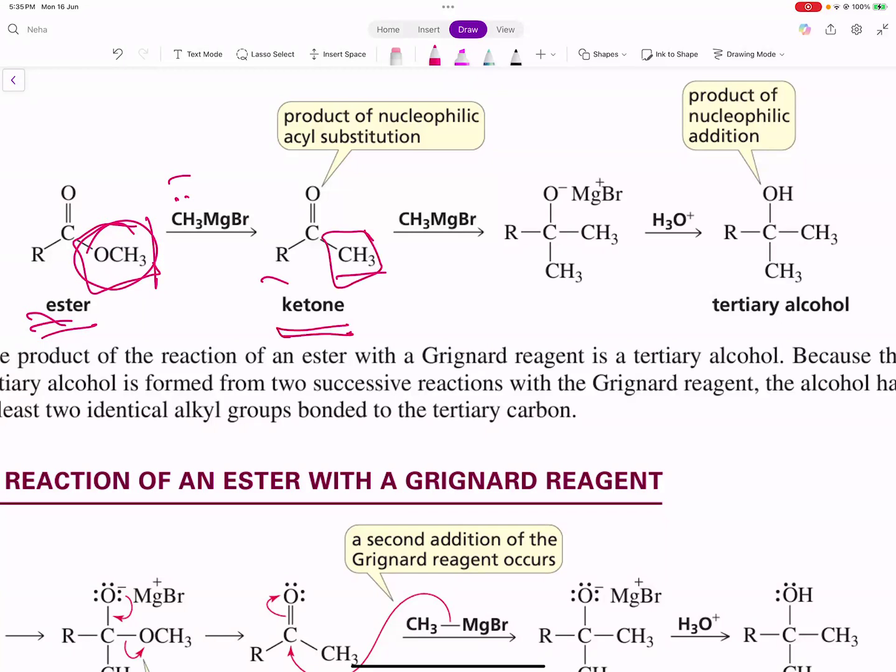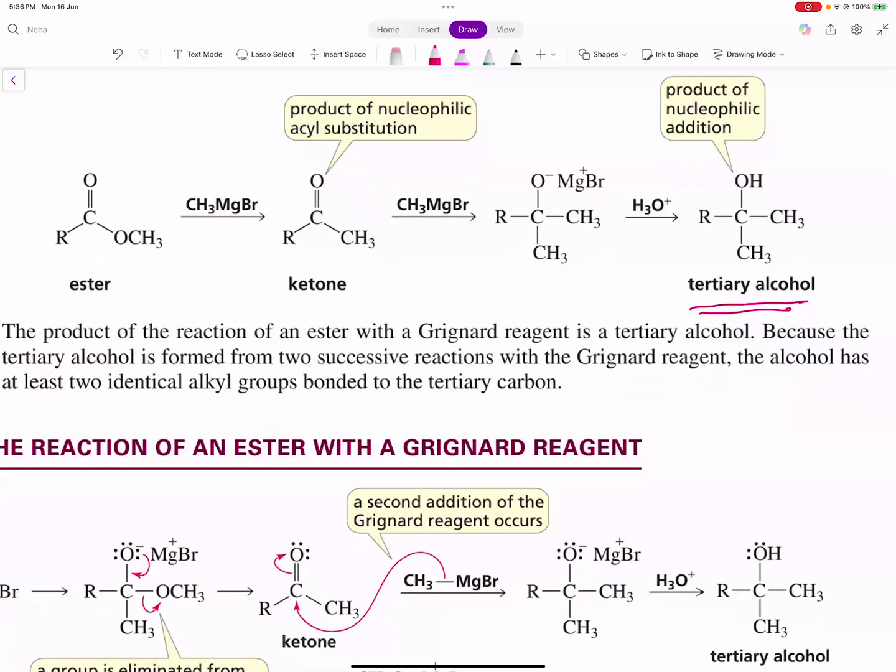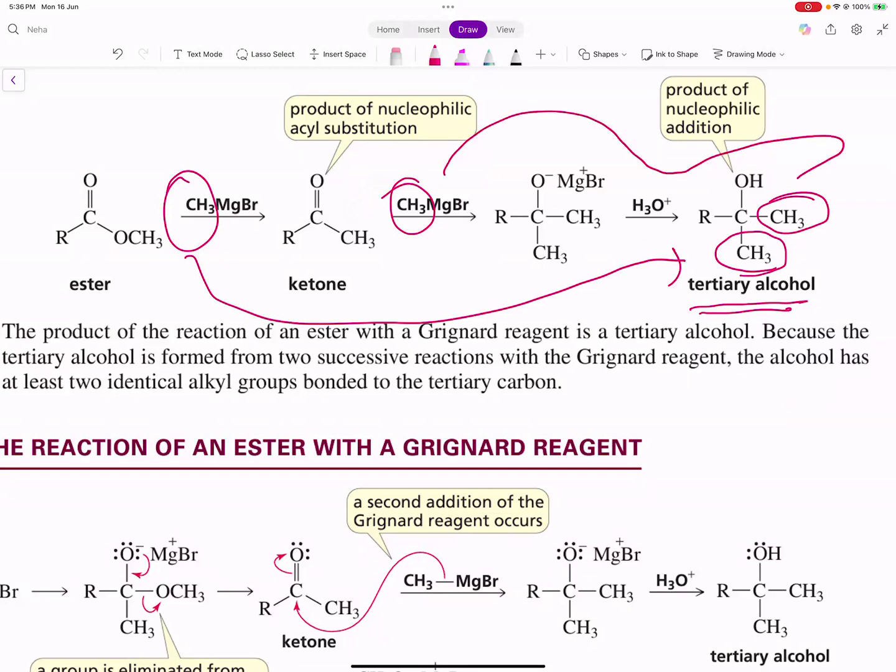And now it has become a ketone. Now another Grignard reagent will come and add. Nucleophilic addition, because we just studied the addition of Grignard reagent to aldehydes and ketones. And finally we protonate it. So we are going to get a tertiary alcohol. But this is a very special type of tertiary alcohol, because in it two alkyl groups will be the same. Why? Because two Grignard reagents have added.